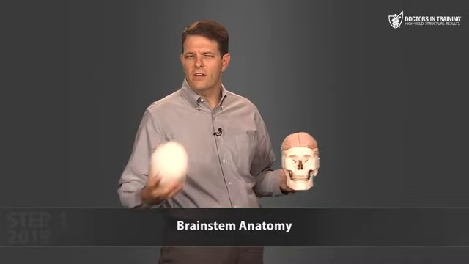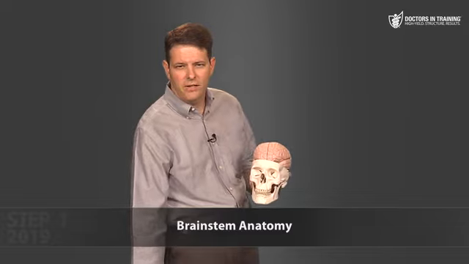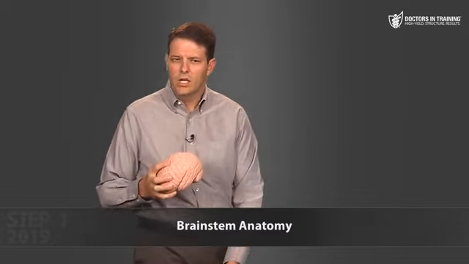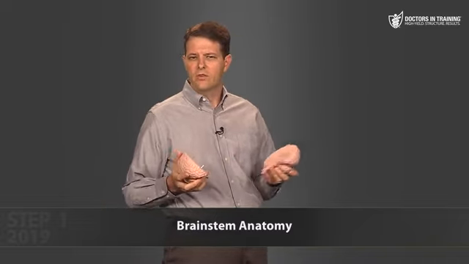Next, let's look at some cross-sectional anatomy of the various levels of the brainstem. Now, you could be asked to identify structures on the brainstem, but again, you're more likely to have to identify the location of a brainstem lesion based on the clinical presentation. Understanding these cross-sections will make it a lot easier.